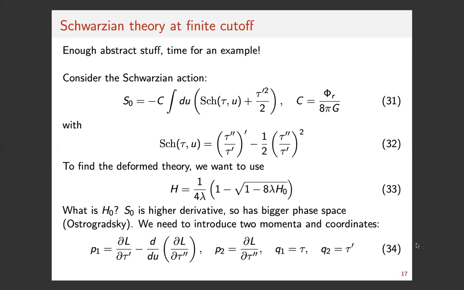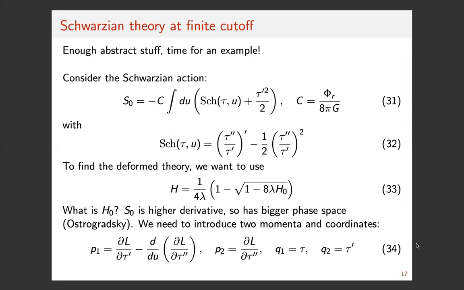One stupid question. Why do you display in 32 the first term if it's a total derivative? Yeah, the total derivative you can drop, and we'll be dropping that. Oh, okay. So we shouldn't care about it. Yeah, you shouldn't care about it. Okay. Thanks.